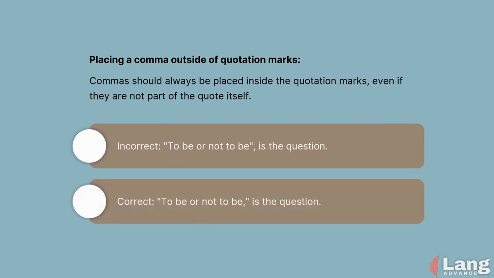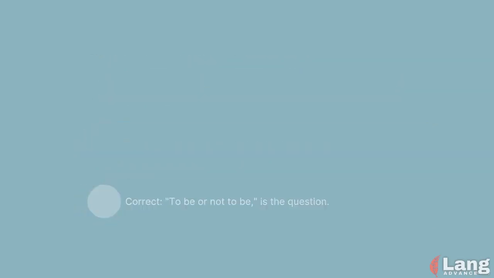Placing a comma outside of quotation marks. Commas should always be placed inside the quotation marks, even if they are not part of the quote itself. Incorrect: "To be or not to be", is the question. Correct: "To be or not to be," is the question.